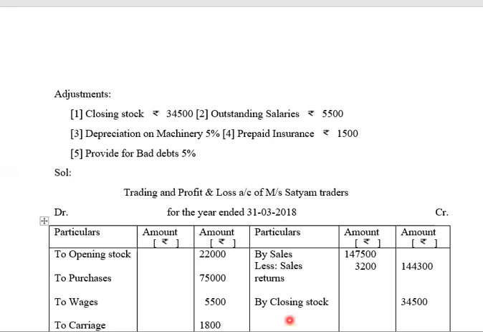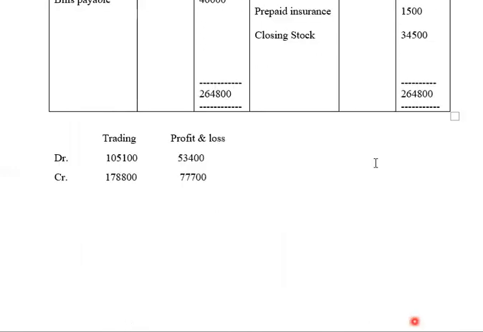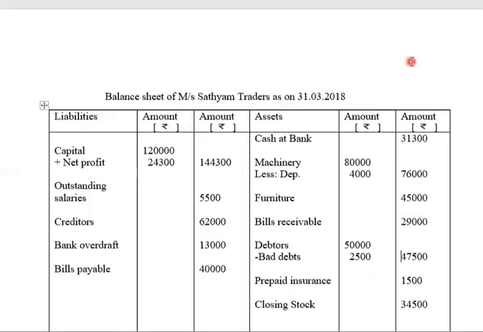Then we'll be writing closing stock. Closing stock will be given as an adjustment, and adjustments will be recorded twice. So here closing stock is given as 34,500 rupees. So once closing stock will be recorded on credit side of trading account as by closing stock 34,500. Then again closing stock is an asset, so it will be recorded on asset side of the balance sheet as closing stock 34,500.